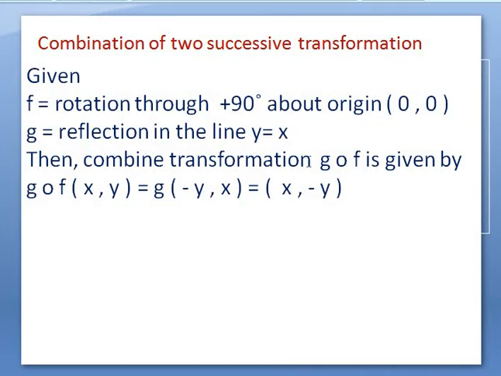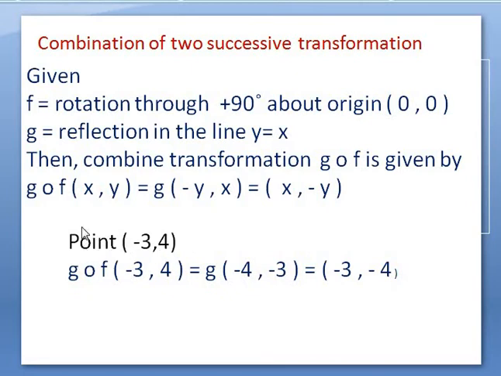In the reflection in the line y equal to x, the x coordinate and y coordinate interchange, but in case of the rotation of plus 90 about O, we interchange the x coordinate and y coordinate, and we change the sign of the new x coordinate. So in this way we first find the rule and then we find the final image of the given object.